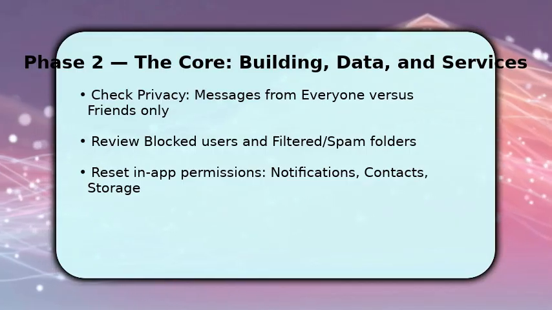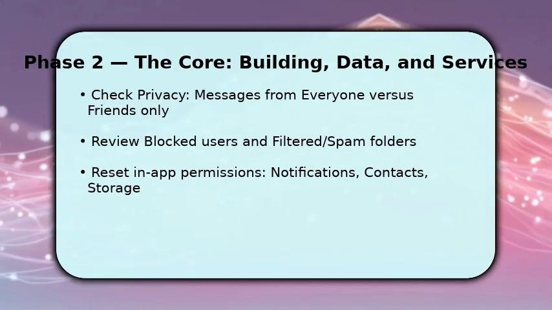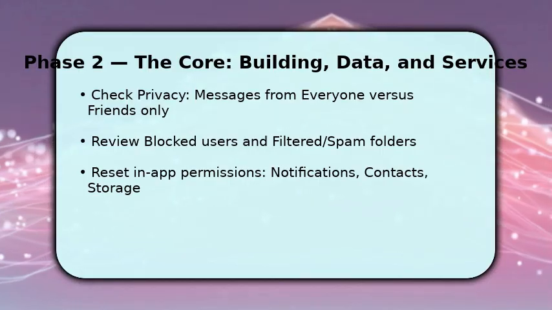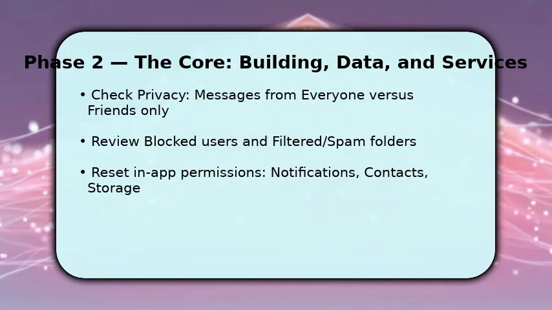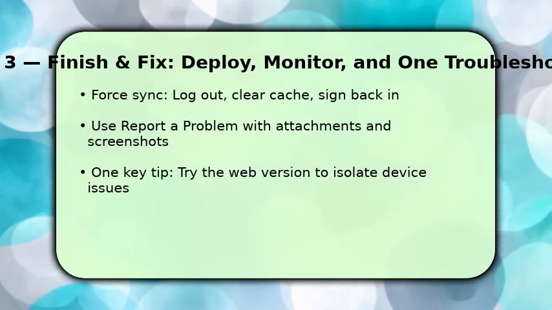After that, reset app permissions for notifications, contacts, and storage so messages can sync and attachments appear. Once those are set, force close and reopen the app to let TikTok reindex messages. You finish by forcing a sync. Clear app cache, log out, then sign back in.